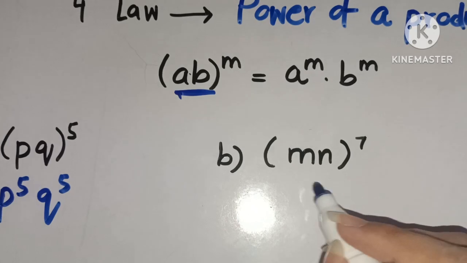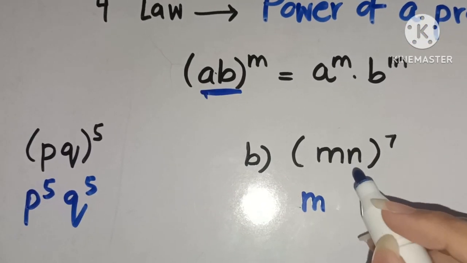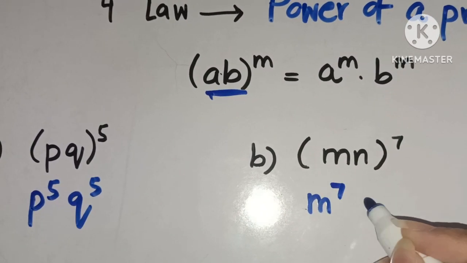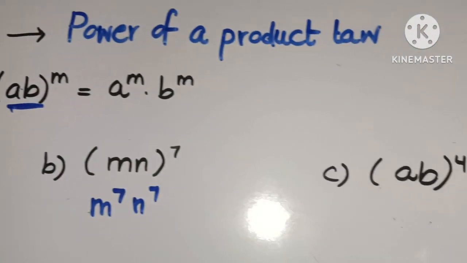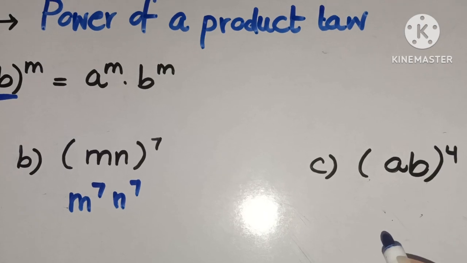Now another question we have is (mn)^7. So this will also be solved like the previous question, that m has a power of 7 and n has a power of 7. Now this question you should pause this video and solve by yourself, and then tell me in the comments below.